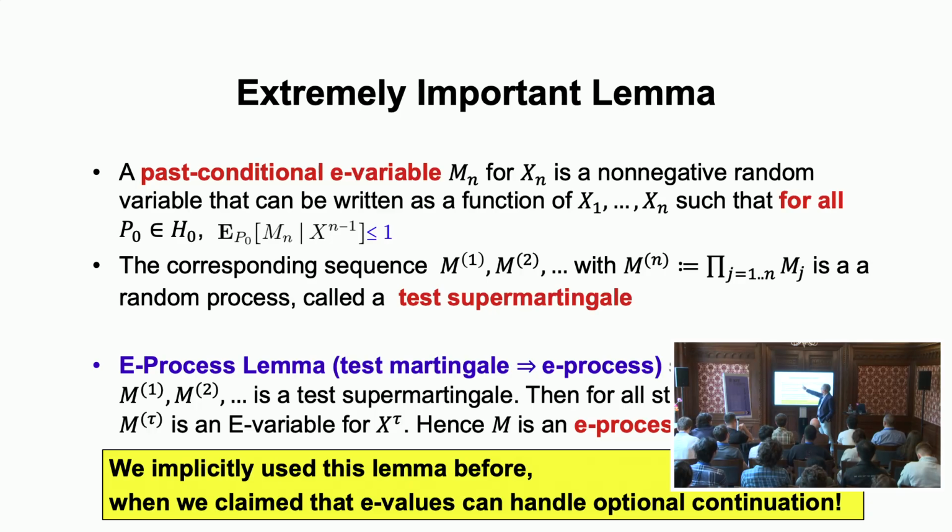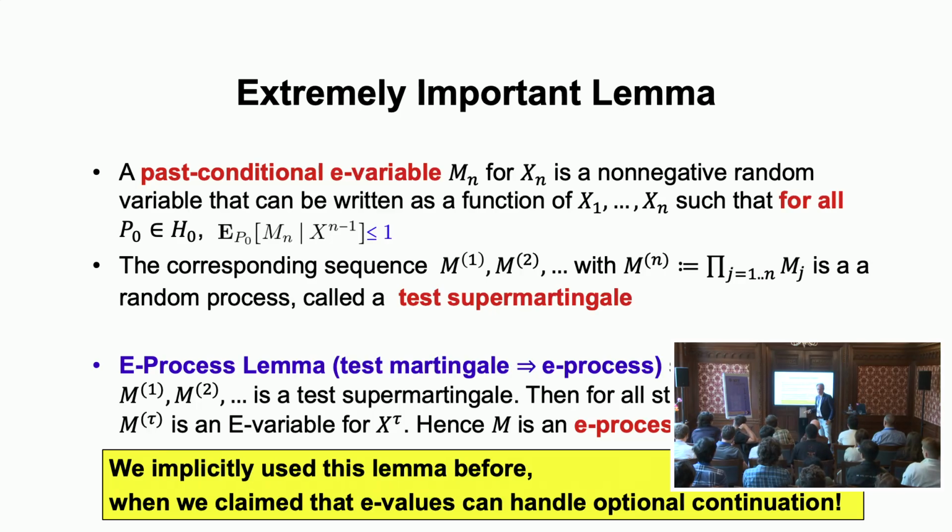So we talked about these past conditional e-variables, which were things with this property. At sample size n, they look at the first n data points. So they're again a random process, right? You can look at M1, M2, M3, M4, and the nth thing is a function of the first n data points. It's always non-negative, and the expectation is bounded by 1. And then if we multiply these, in the probability literature you call it a test supermartingale. You don't really have to remember that word here. I'm just saying it for the few people who may have heard of this before.